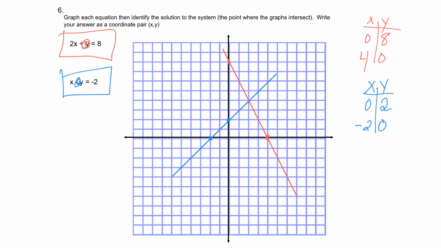The point of intersection, pretty easy to find. It looks like it's going to be 2, 4. It's just a matter of plugging it in and seeing if it works. For the red equation, it would be 2 times 2 plus 4 equals 8, which I know is true. And for the blue equation, that one's going to be 2 minus 4 equals negative 2. That's also true. I have my solution.